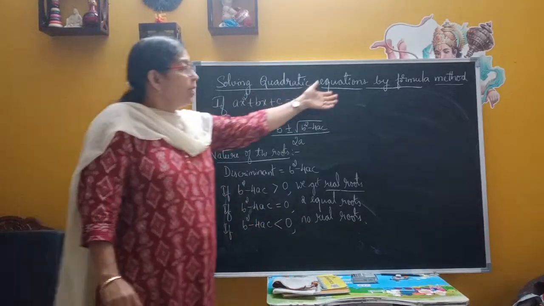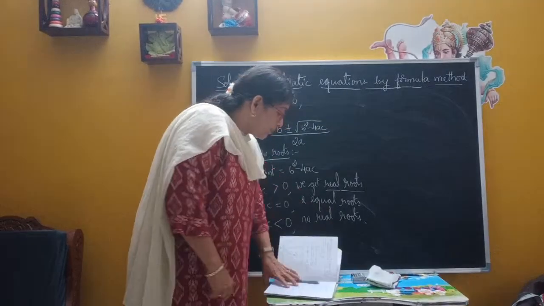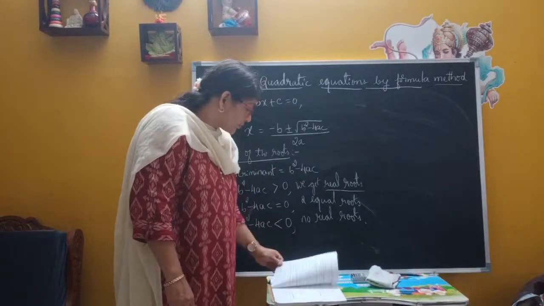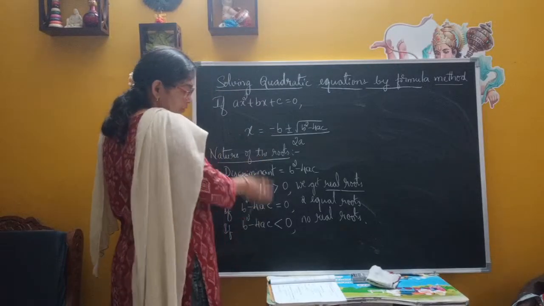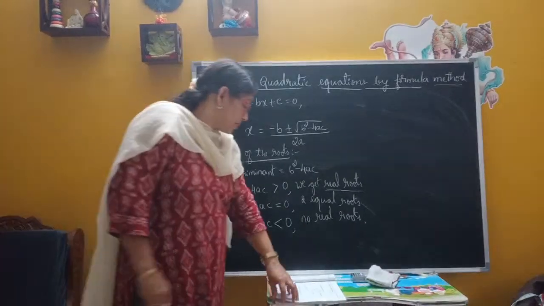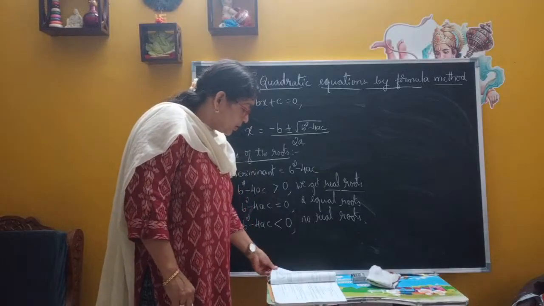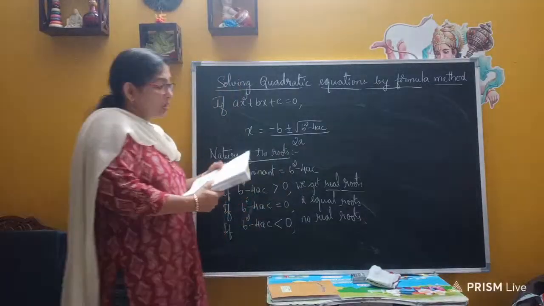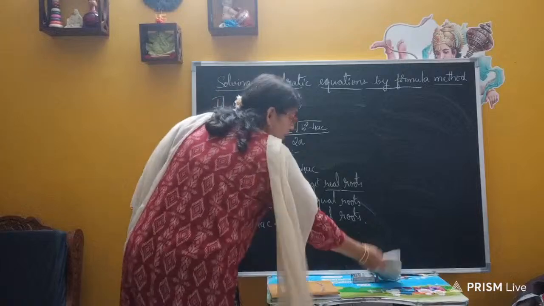So let us do the sums from the exercise. Now it is from exercise 4.3 in your textbook. So this is the quadratic formula, nature of the roots, everything. If you want, you can copy. It's there in your textbook also. Let us go with the exercise sums. It is the first sum in exercise 4.3. Before that, I'll erase this.